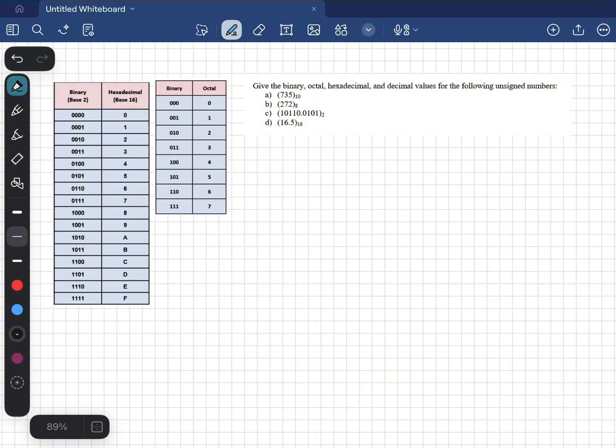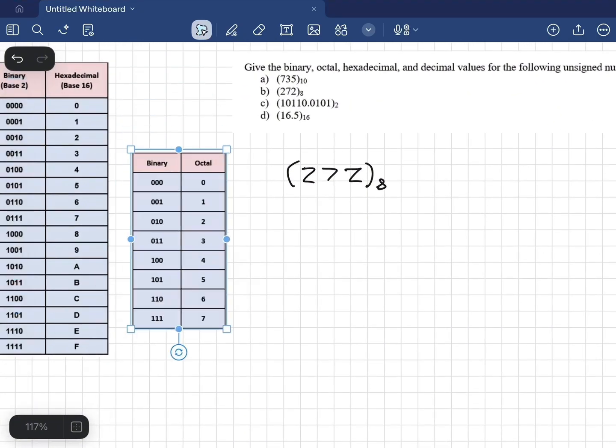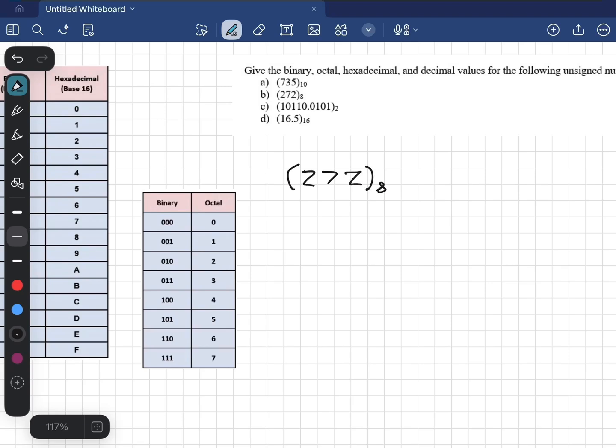We will be starting in octal form, and we have 272. So the fastest pipeline is to go through binary first, and then we'll hit everything else right after that. So to use the table, we'll unpack each octal digit directly into its 3-bit binary equivalent. What does that mean? That means using the table, we can break this number into 2, 7, 2.